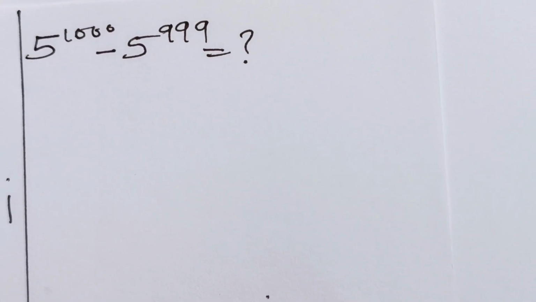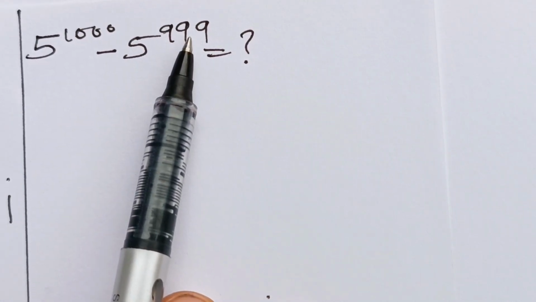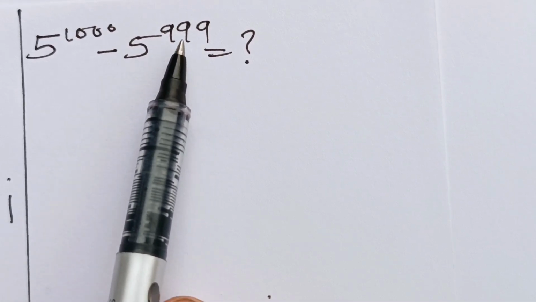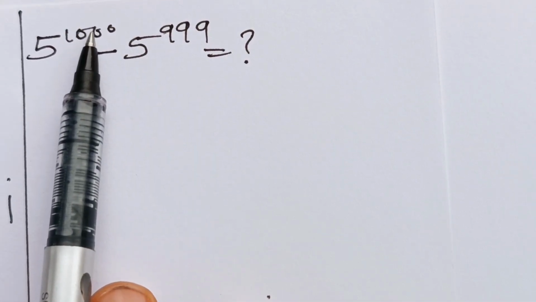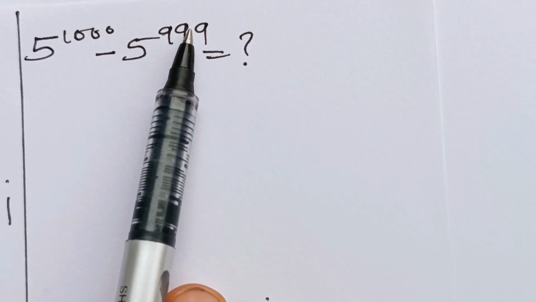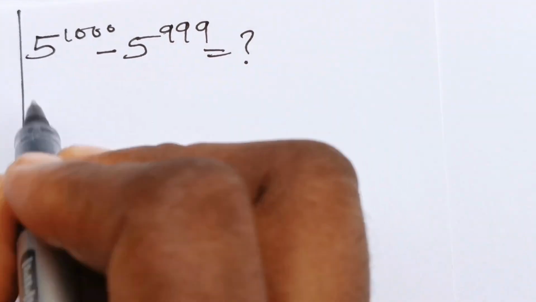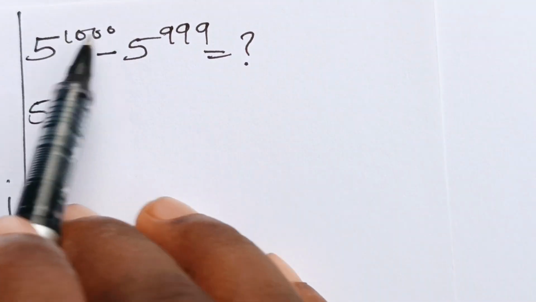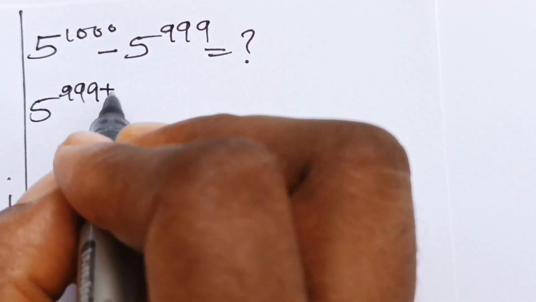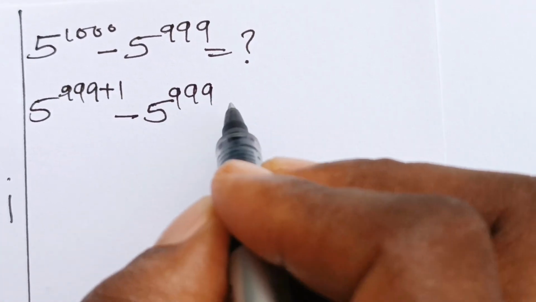Whenever you see this type of thing, the first thing you need to check is the one with the lower power. Now, the one with the lower power is 999, right? So we are going to express 1000 in terms of 999. So we have 5 to the power of 999 plus 1, minus 5 to the power of 999.